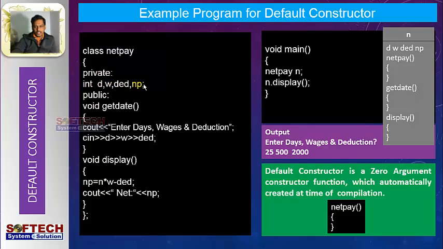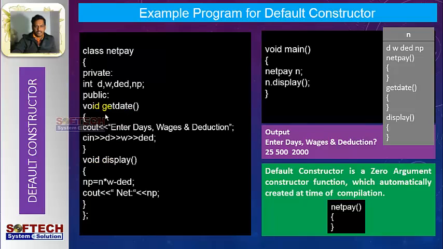So for security reasons, all data members are under the private section of the class. In the public section, getdata and display. So totally 6 members are available in the netPay class. Data members are 4, and function members are 2.